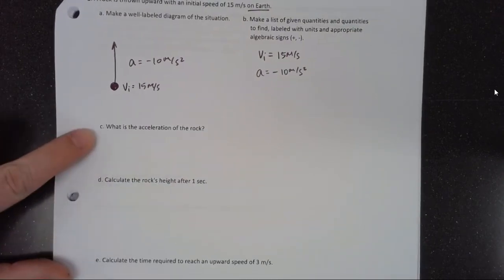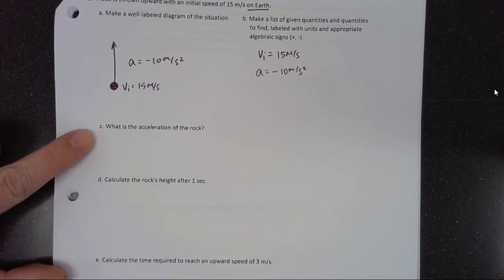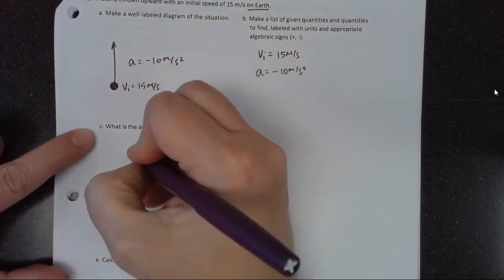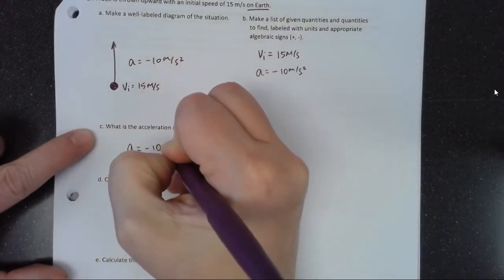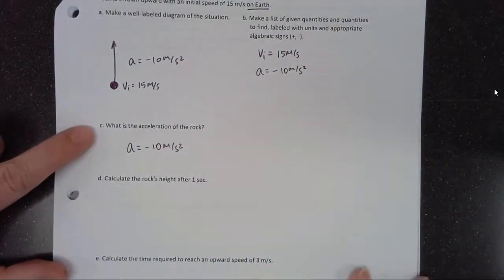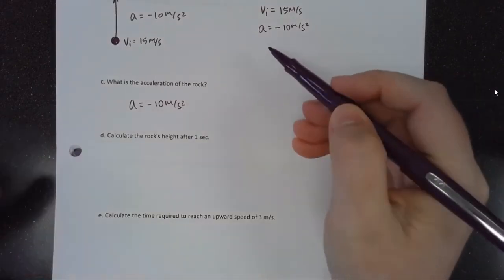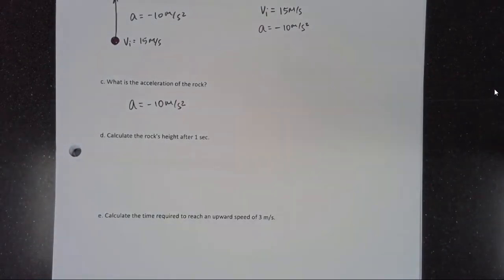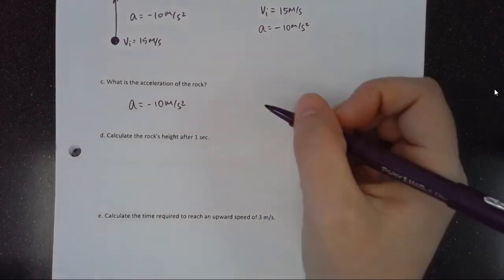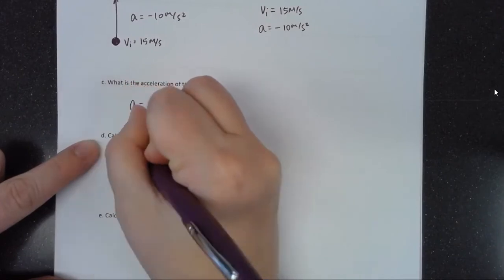So it says, what's the acceleration of the rock, guys? Negative 10. There you go. Don't overthink it. And then it says, calculate the rock's height after 1 second. So this is giving us a third piece of information so that we can go back and figure it out from our equations. So we have an initial velocity of 15 meters per second.